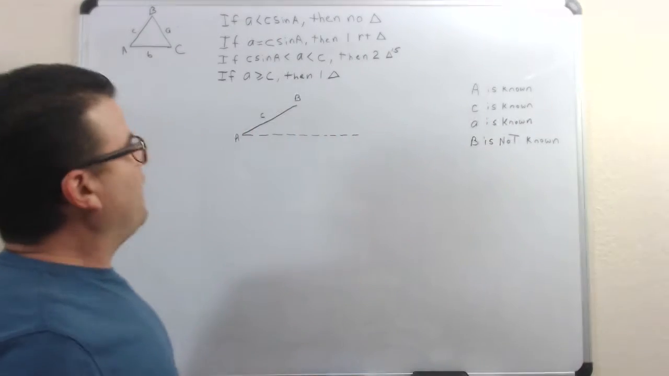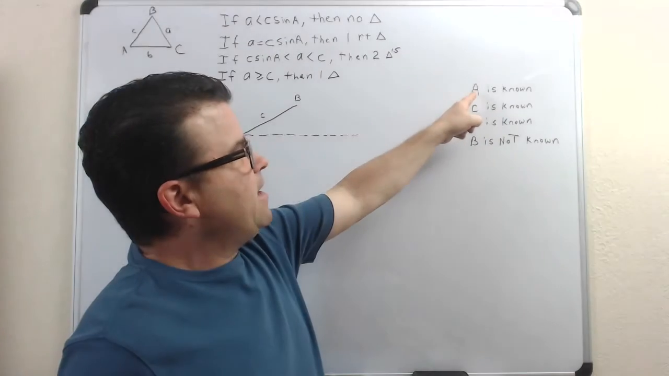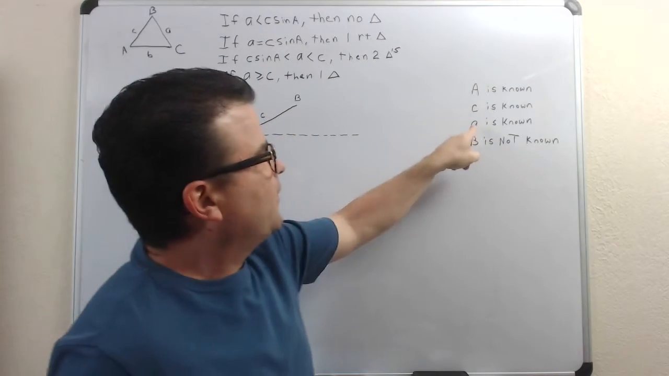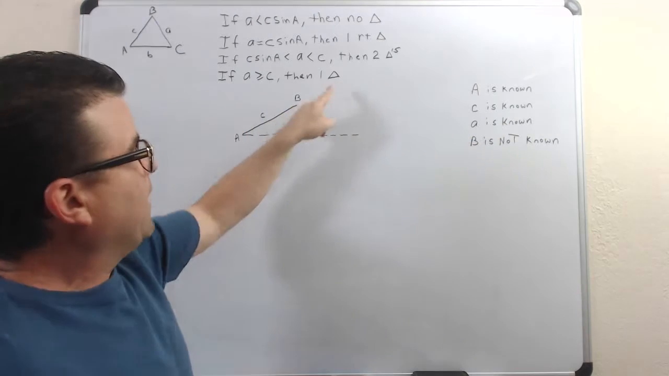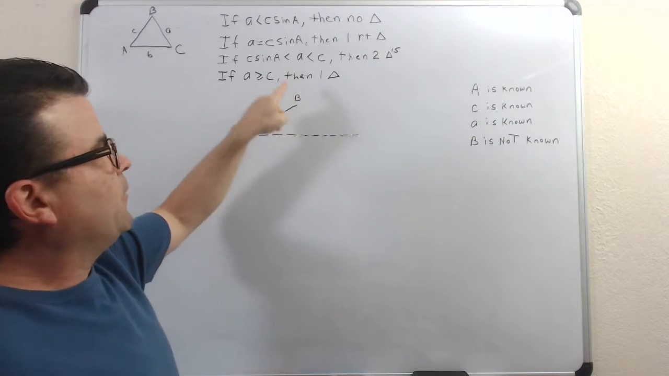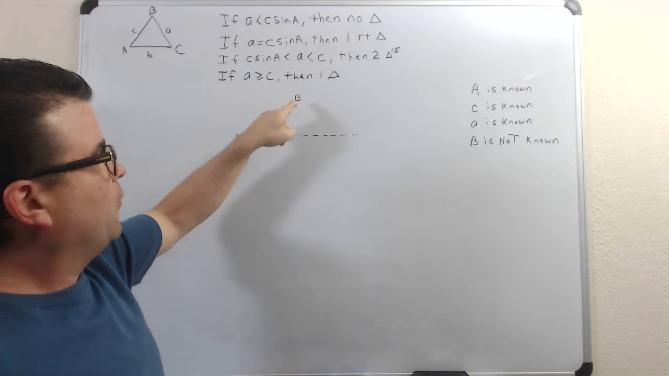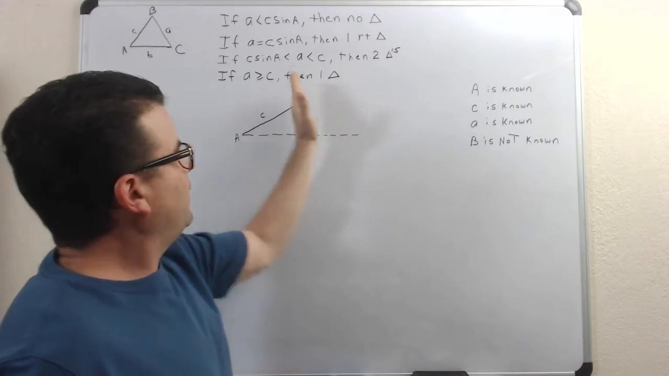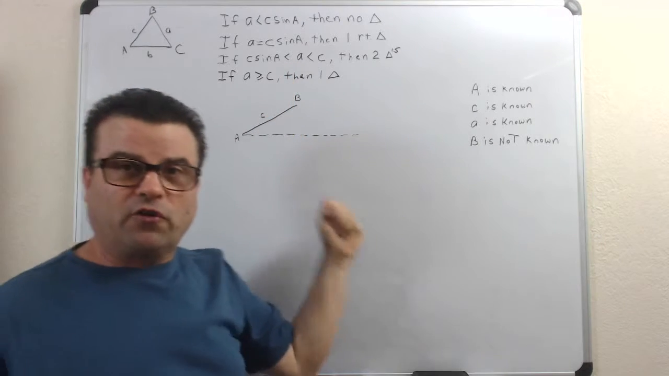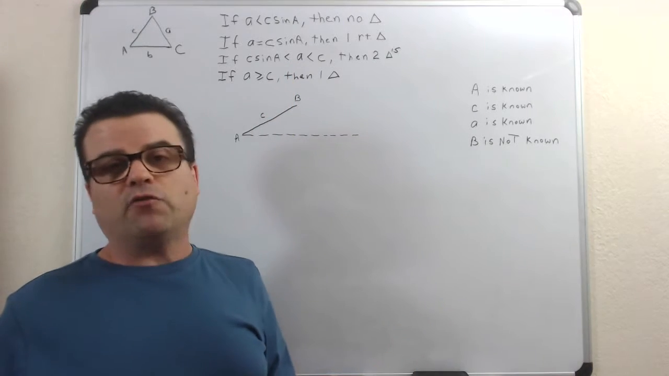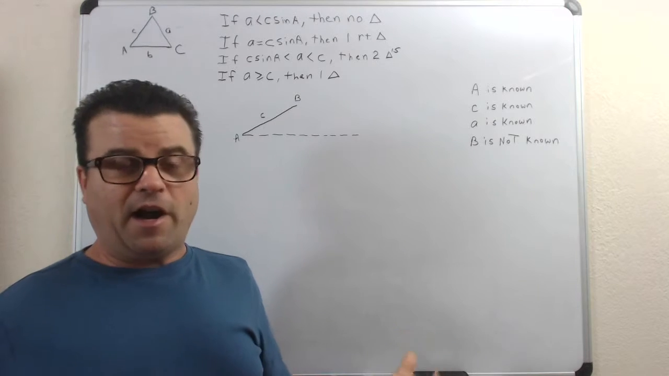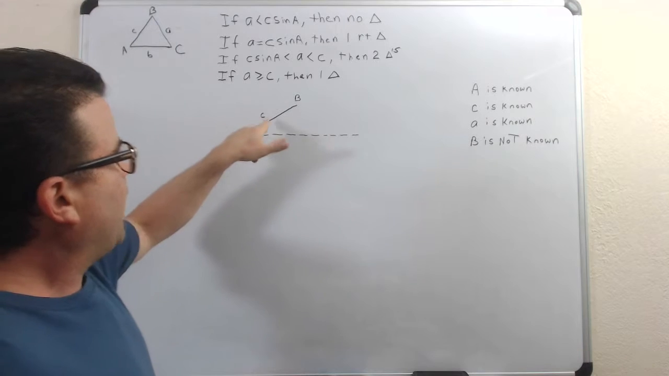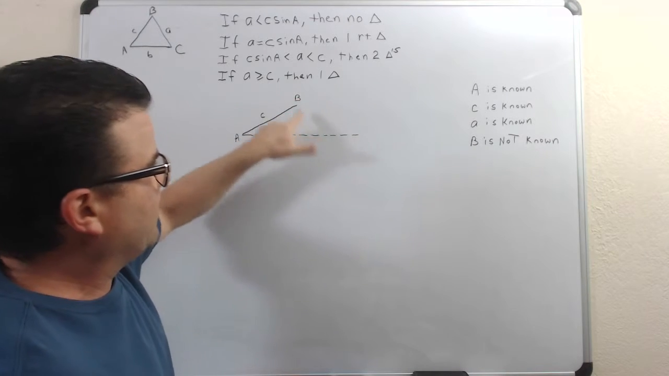And I drew some stuff out already. Angle A is known, side C is known, side a is known, but I didn't draw side a because angle B is unknown. So we don't know if side a goes like this, or like this, or if it goes straight down. We just don't know which direction it goes in, so I'm unable to draw it because it may not be correct if I drew it right now. So this is angle side, but this side is unknown.